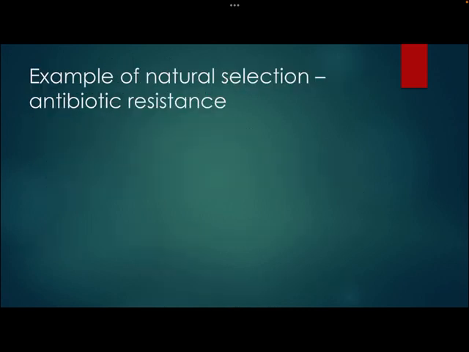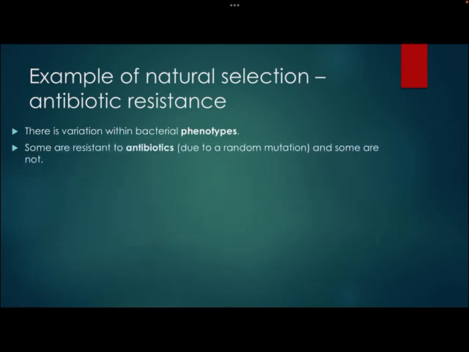An example of natural selection that you need to be familiar with is antibiotic resistance, which we looked at in the disease booklet, but I'll just go through it again. So how you would explain it: there's variation within the bacterial phenotypes. Some are resistant to antibiotics due to a random mutation, and some are not.